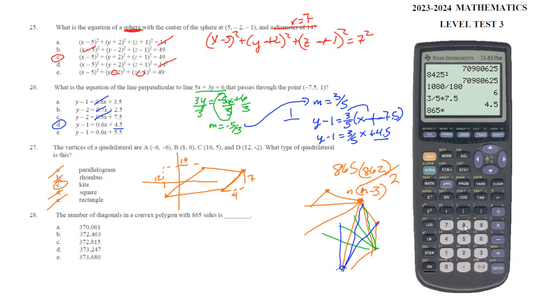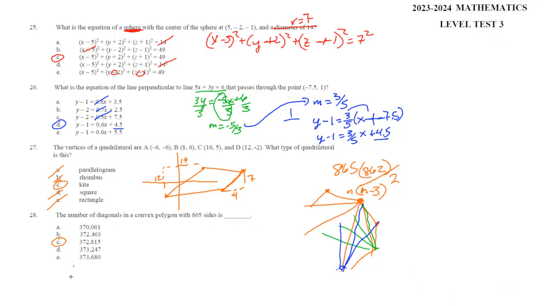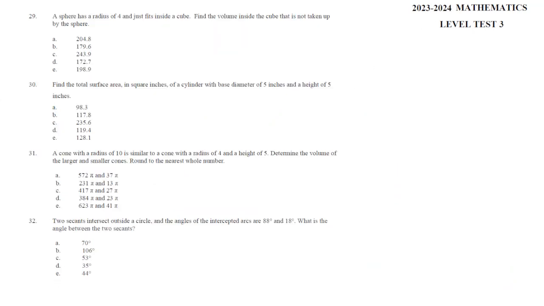865 times 862 and divide that guy by 2. Enter. 372,815 right there. Excellent. Number 29, a sphere has a radius of 4 and fits just inside a cube.